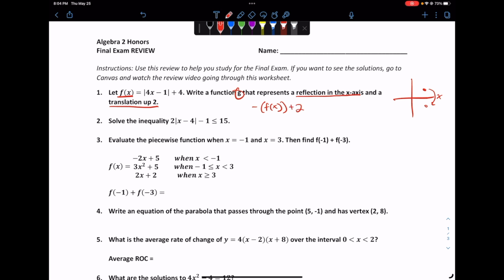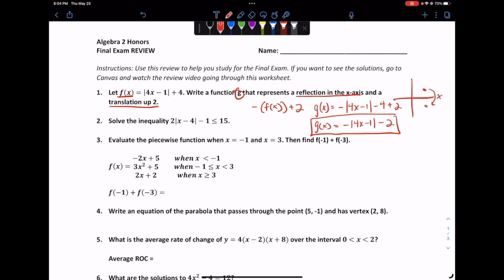So what that would look like here is g of x is going to be negative absolute value 4x minus 1 plus, not plus 4, minus 4, because we multiplied it by a negative, right? And then we're going to add 2 to that. And so our function g of x is going to be negative absolute value of 4x minus 1 minus 2. And that's going to be our function.